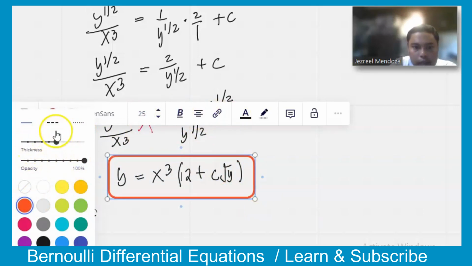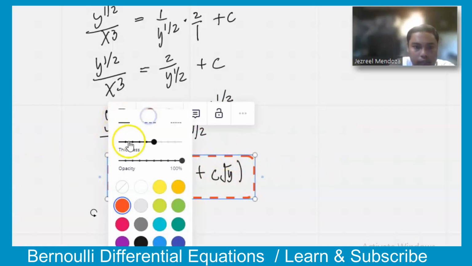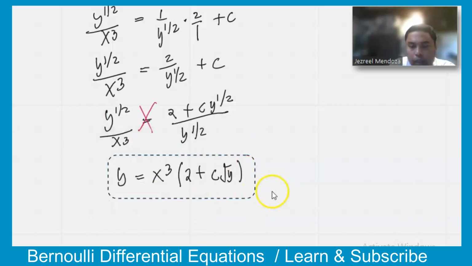Okay, so it's a very long solution or long process, but the concept is you need to familiarize yourself with the formula to solve Bernoulli differential equations. Then we have a quick review.